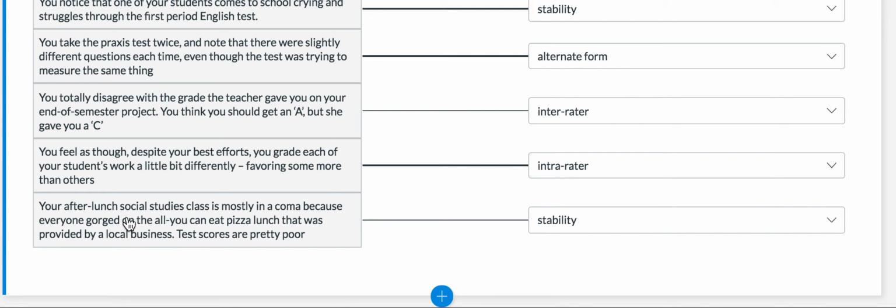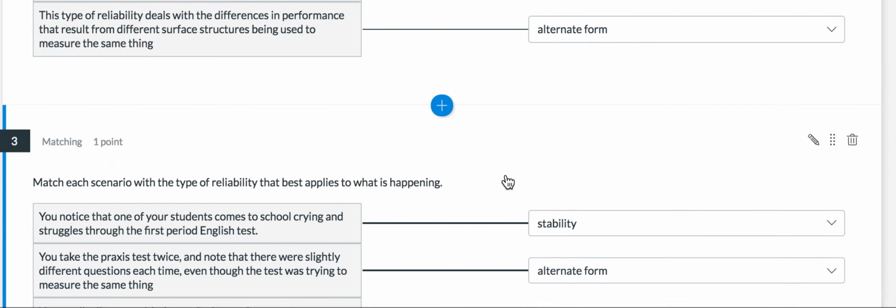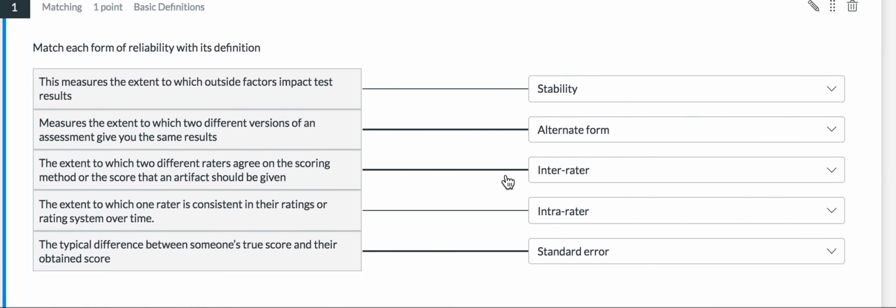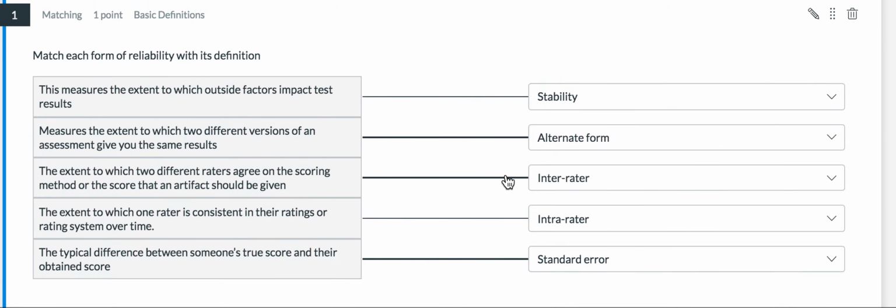Finally, your after lunch social studies class is in a coma because everyone gorged on the pizza lunch. That is a stability issue again, because people are sedated, so to speak, by the massive amounts of cheese and salt in their blood system. All right. Those are the answers to the quiz. Use them as you see fit. If you have any questions, bring them up on Saturday when we meet.